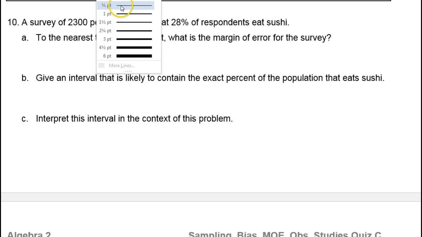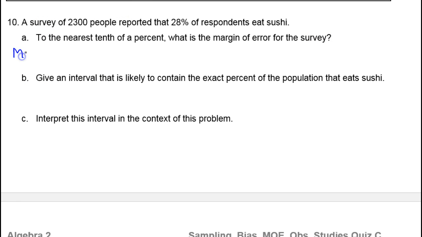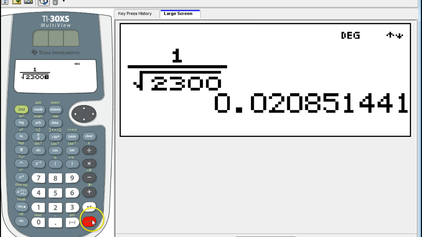So the formula for margin of error, which you have to memorize, is 1 over the square root of the sample size. N represents how many people took the survey. So the margin of error here is going to be 1 over the square root of 2,300. So you put it in your calculator, boom, you get this.